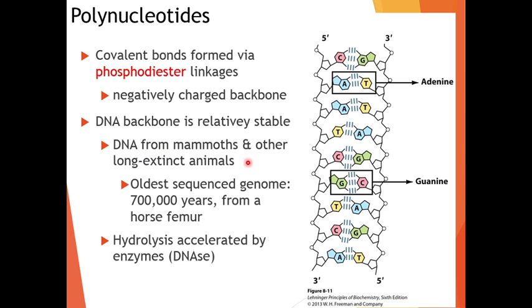DNA from mammoths and other long extinct animals could still be obtained and sequenced. The oldest sequenced genome is about 700,000 years old, from a horse femur. Hydrolysis is accelerated by enzymes, specifically DNases. Remember, when you add 'ase' at the end, it usually represents an enzyme.